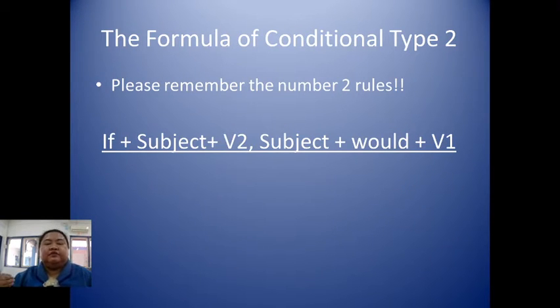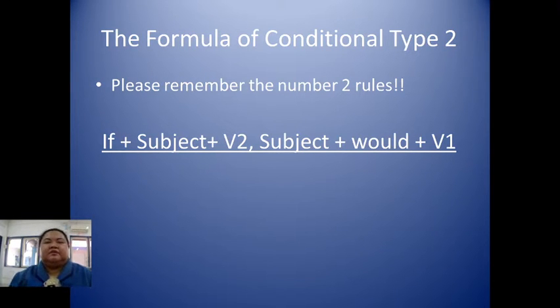And if you forget about the formula, I give it to you here. This is something that I already explained to you. I hope you remember. Please remember the number 2 rules. Why number 2? Because we're going to use verb 2 for the if clause. And we do not use will, we will use would instead. So yeah, that will be 2 instead of using verb 1. Okay, just like the formula here.